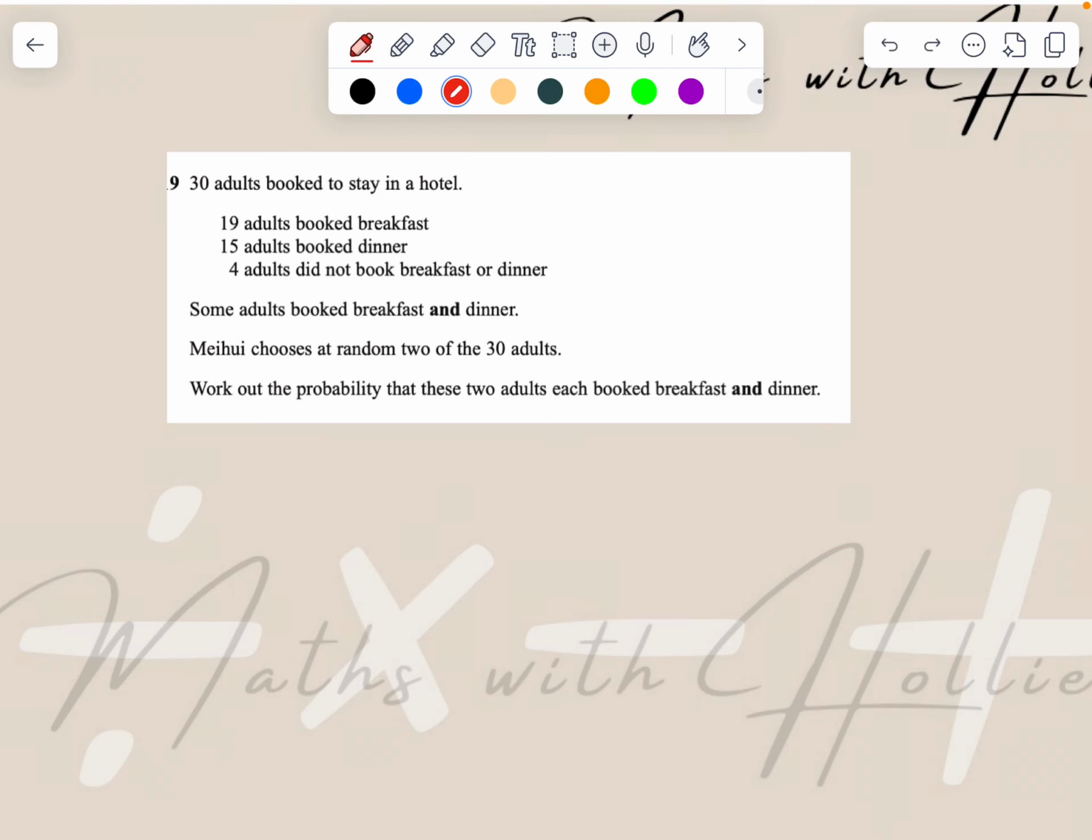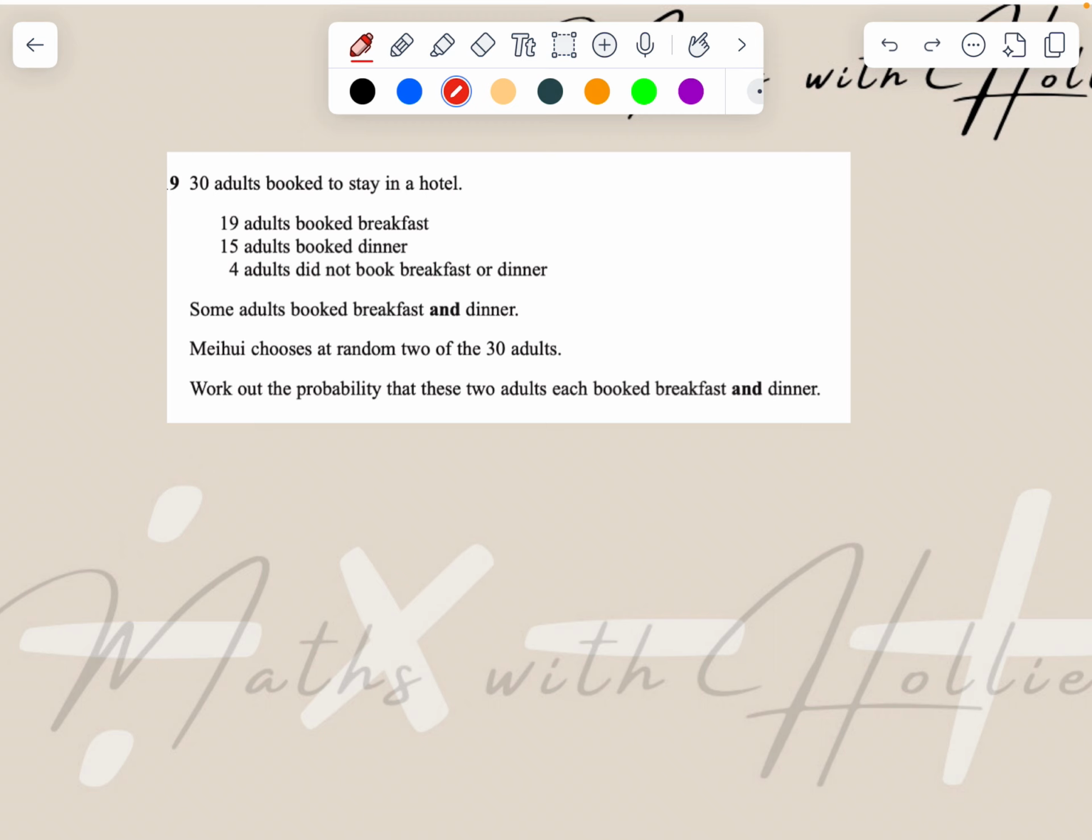Okay, so in this question, we have been given information about 30 adults that booked to stay in a hotel. It tells us that 19 booked breakfast, 15 booked dinner, 4 don't book anything, but there are also some adults that do breakfast and dinner. We're going to pick 2 adults at random, and we need to know the probability that both of them will have booked breakfast and dinner.